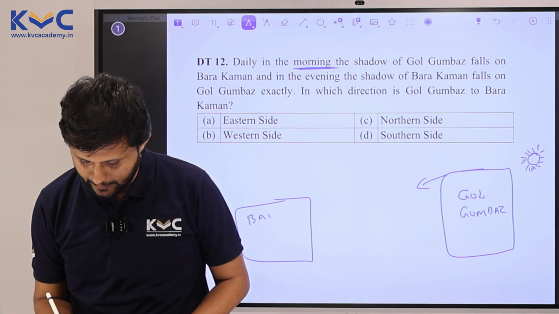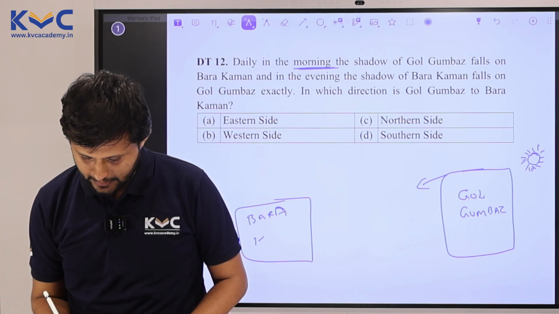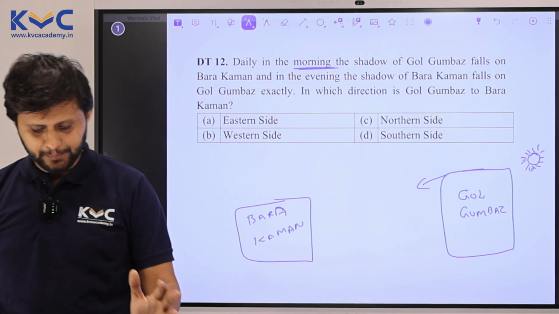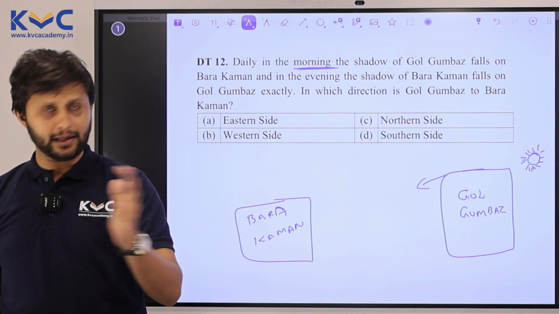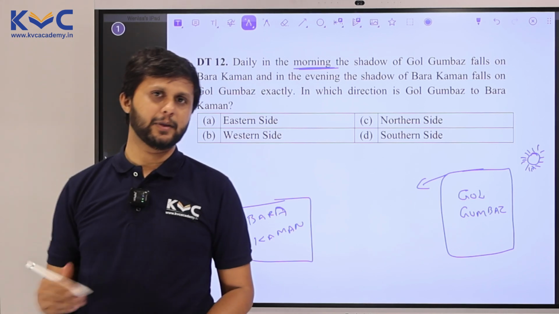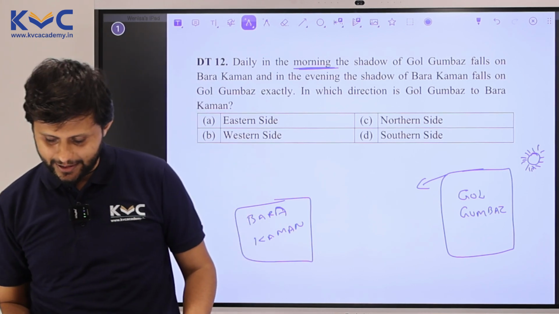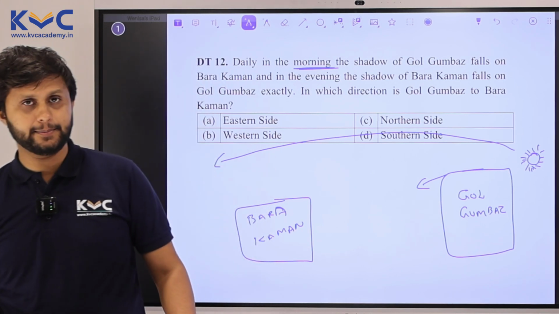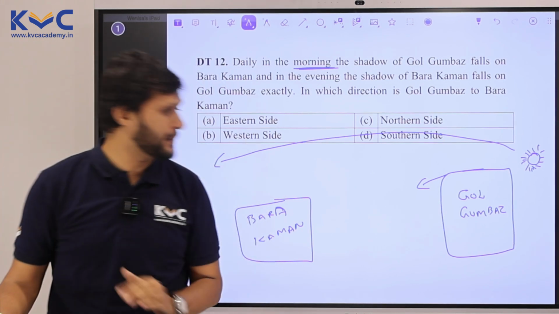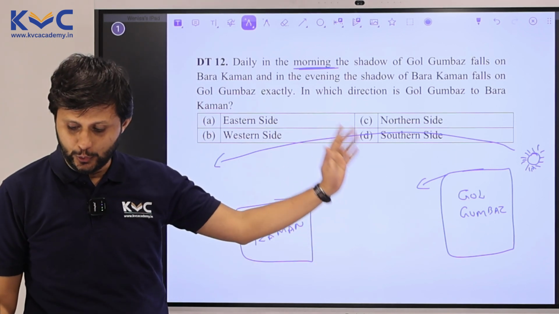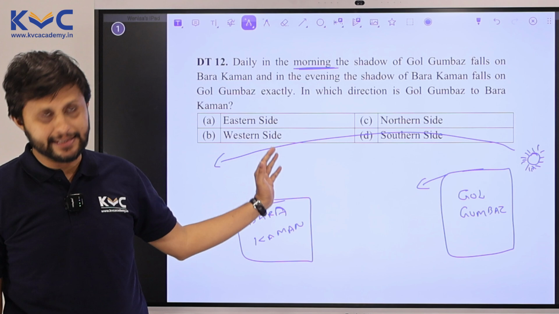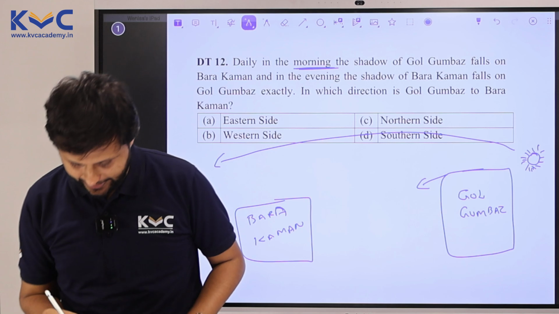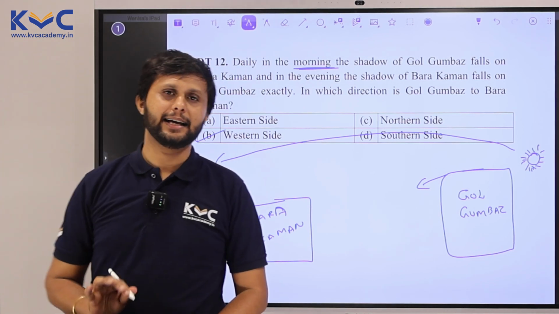We'll write Gol Gumbaz. Okay, fine. And the shadow of that falls on Baba Kaman. This is Baba Kaman, so shadow falls on this side. So this is over here. Bara Kaman. Correct? And evening shadow of Bara Kaman falls on Gol Gumbaz. That is understandable because sun moves from east to west. It moves from this side to this side. In which direction of Gol Gumbaz? We are seeing from Gol Gumbaz to Bara Kaman. So which side is that? It is there on this side. This side is the west side. So the western side is the right answer.